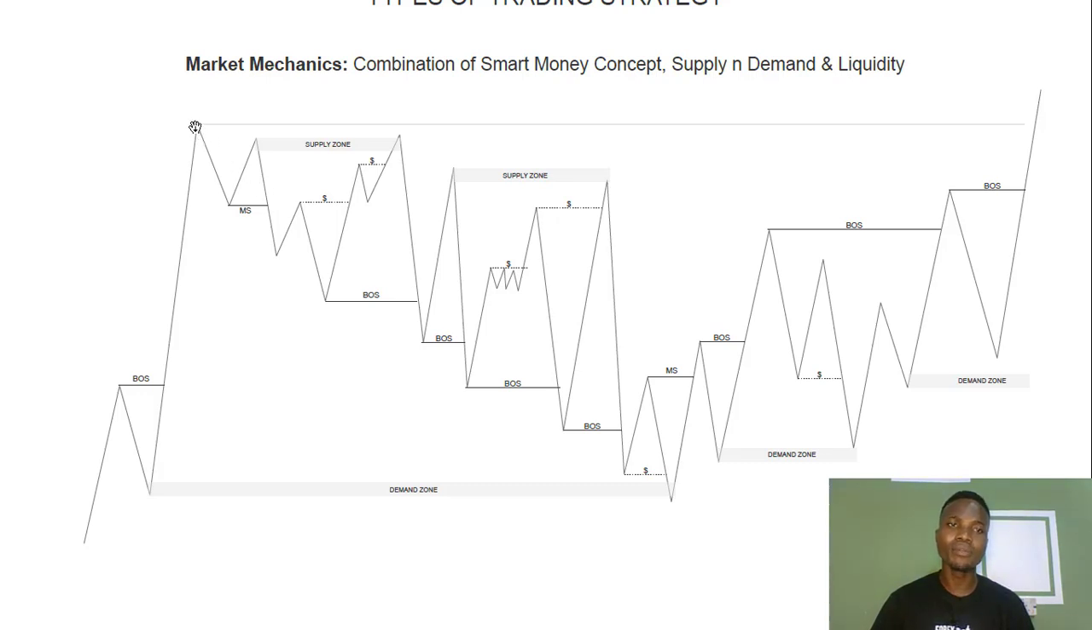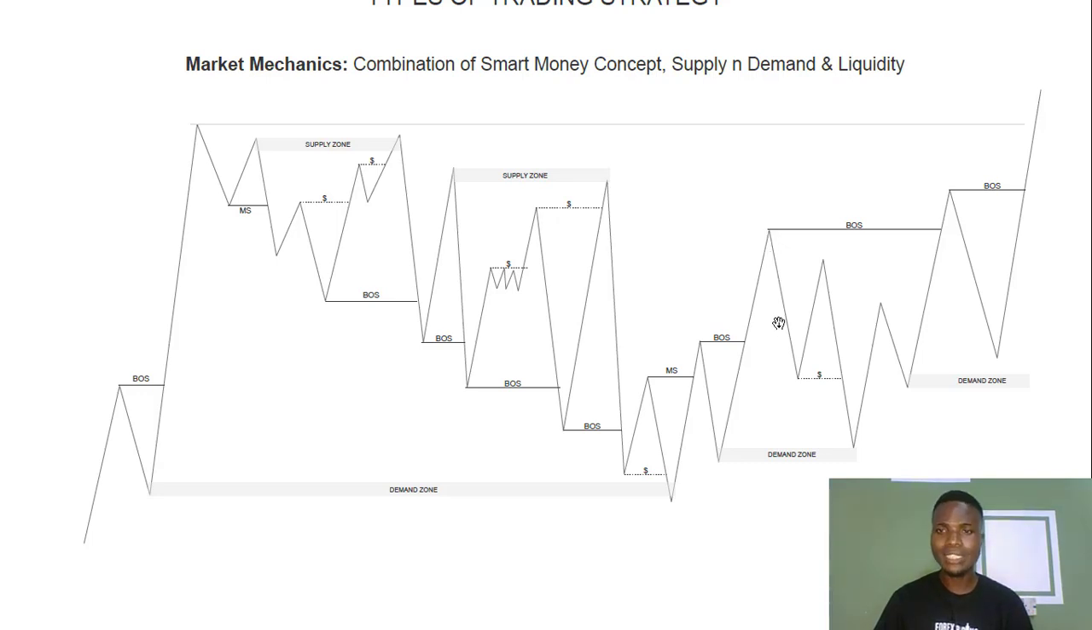You know, all the way from here, the sellers are in control. But when the sellers got to this demand area, they were unable to push price to the downside again. Now the buyers say that we are now in control of the market. So the buyers took over the market, creating a market shift. And when they created a market shift, they retested this zone around here, and they continued to push the market upward.